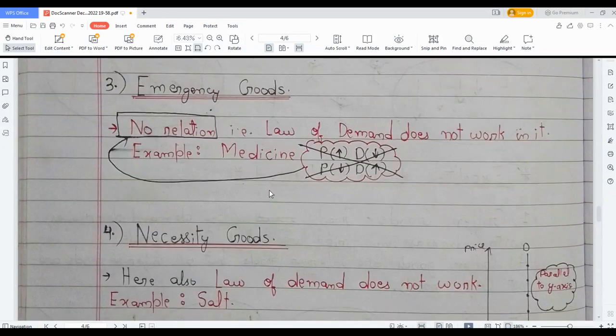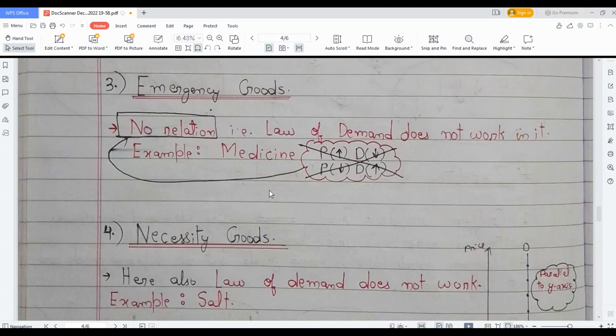Okay, two more are there. That is emergency goods, like medicine. The person who is in need of medicine will buy it at any price, whether it is 220 rupees or 200 rupees or 2000 rupees. If he wants to save the life of the person in need, he will purchase at any cost. So here the law of demand doesn't work. There is no relationship at all. This is the case of emergency goods.